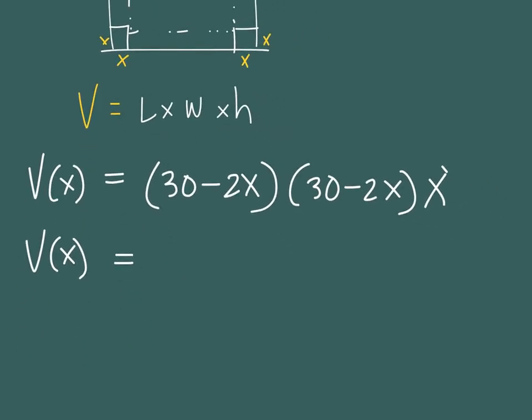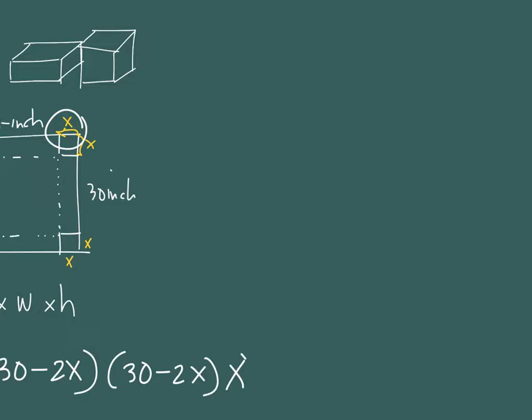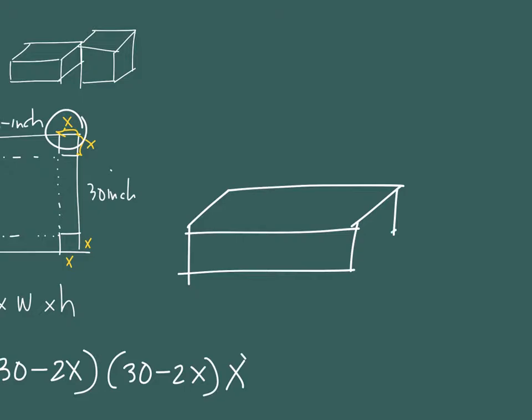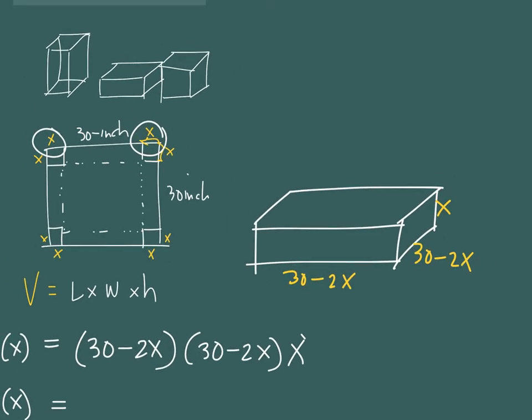We have 30 minus 2x, again 2x because we cut x length on each side, and then the width is also 30 minus 2x, and that x that we cut will become the height of the box. As an illustration, the open box will be like this, where x is the height, the width is 30 minus 2x, and the length is 30 minus 2x. That is how the cardboard is transformed, right?